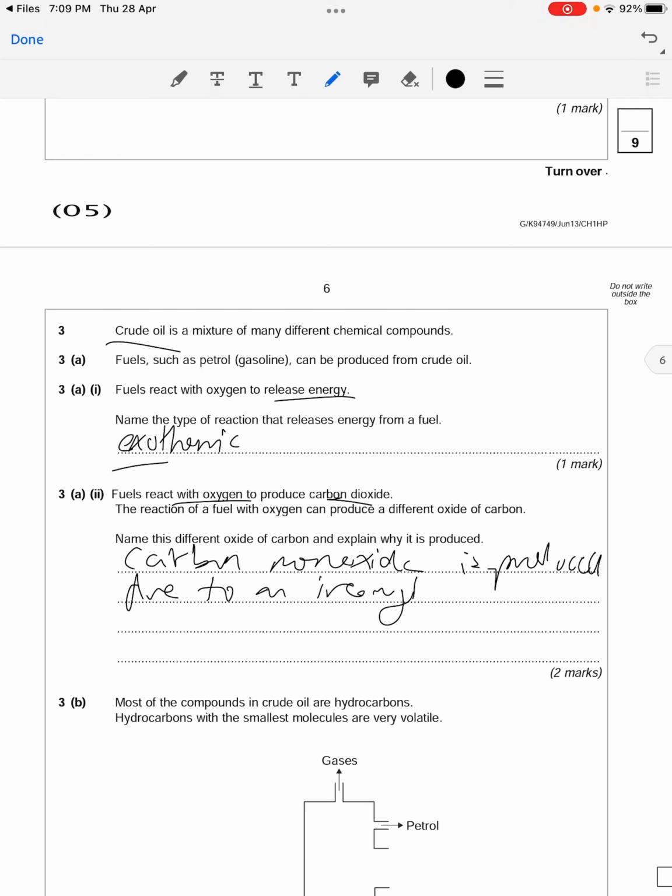That's it. Due to an incomplete combustion, right? So carbon monoxide is being produced because there's an incomplete combustion of the fuel. So that's 1 mark where you can get. You can get 1 mark by mentioning carbon monoxide, or just the word carbon monoxide, and you can get the other mark by writing the reason that there is an incomplete or partial combustion of the fuel.